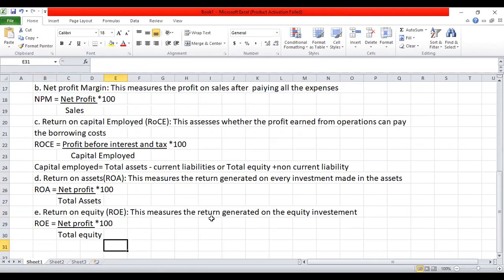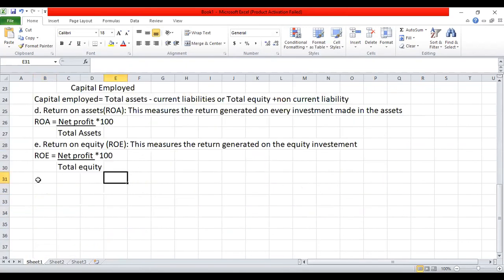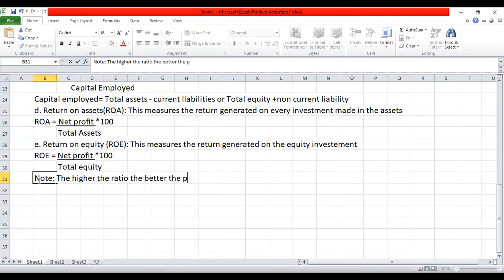So for these ratios, the higher the ratio, the better the performance. If the ratio is high, it indicates a high performance. If the ratio is low, then it may indicate a decrease in the performance. So that is the profitability ratio.